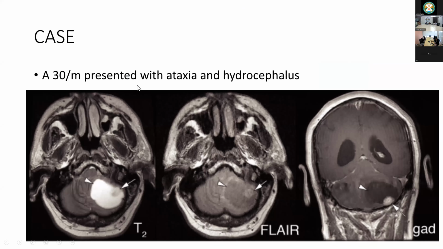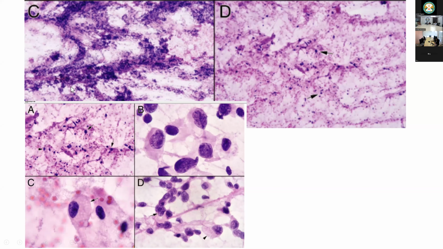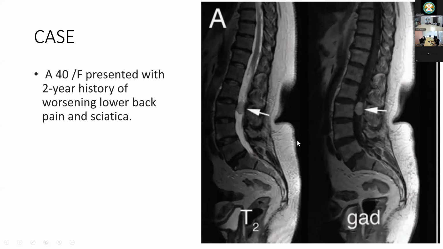Next case, a 30-year male presented with ataxia and hydrocephalus. Again, a posterior fossa solid cystic lesion with an enhancing nodule. Difficult to smear. This is a normal cellular tissue, however, it is showing a lot of hemorrhage and cautery artifact. The clue to the diagnosis is these pleomorphic appearing stromal cells and some vacuolated cells. However, sometimes we have to hunt for these cells in a smear. So this is a diagnosis. This was a case of hemangioblastoma.